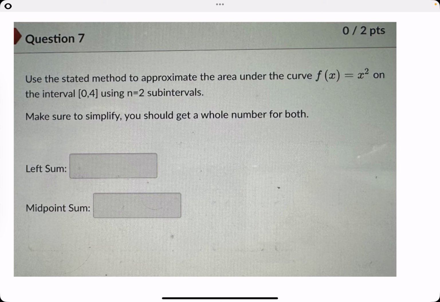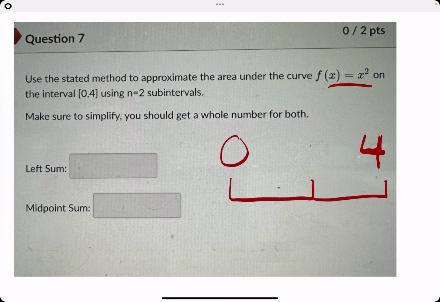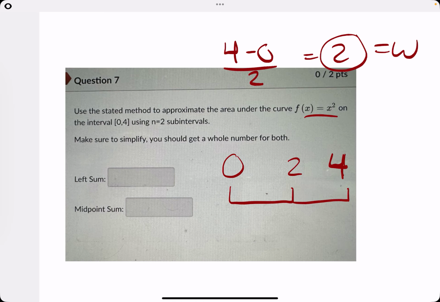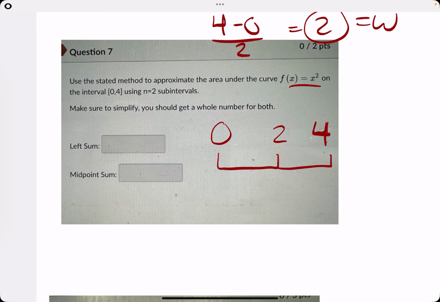Number 7, use the stated method to approximate the area under the curve x squared from 0 to 4, 2 subintervals. So we're going from 0 to 4, but we're only using 2 subintervals, so 2 rectangles. And so what must be in the middle? A big old 2. If you need to calculate it, you do b minus a over n. So you get 4 over 2, which is 2. 2 represents the width of each rectangle.